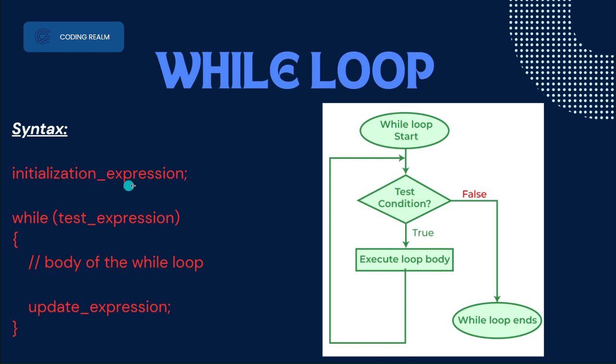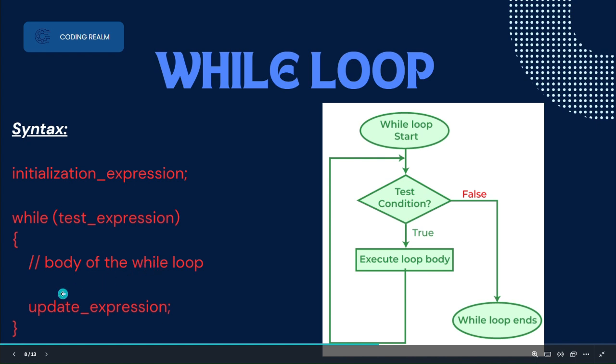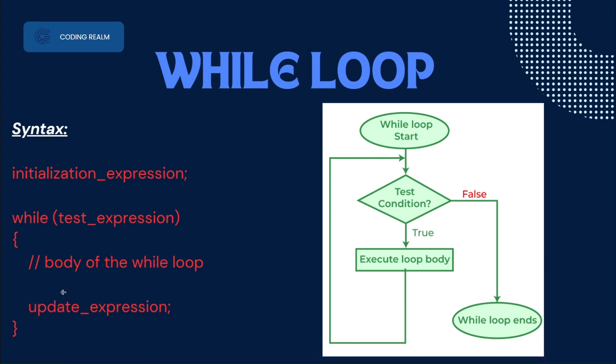We have the initialization expression, while the test expression, the body of the while loop, and finally we have the update expression. This is the syntax of the while loop. We start with the initialization expression, for example, int i = 0, while i is less than or equal to 10, the body of the loop, and finally i++ or i--.